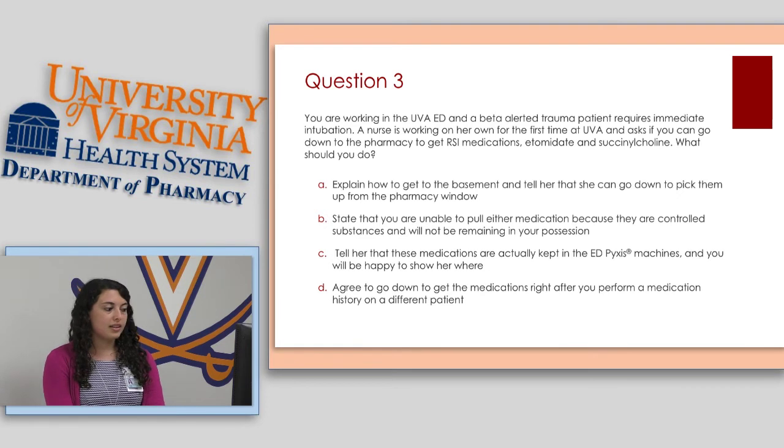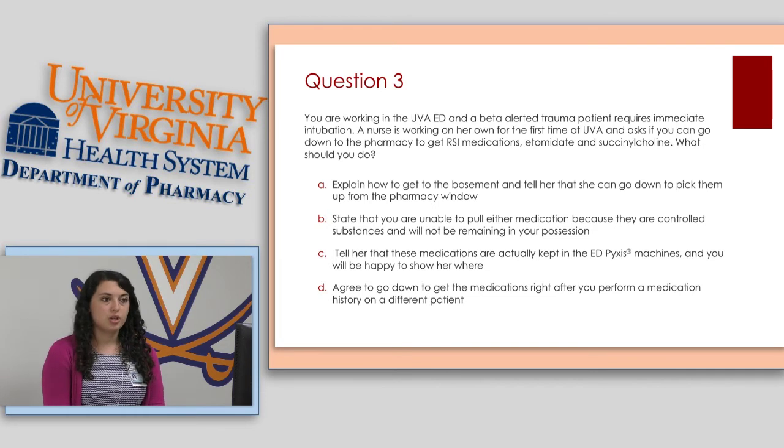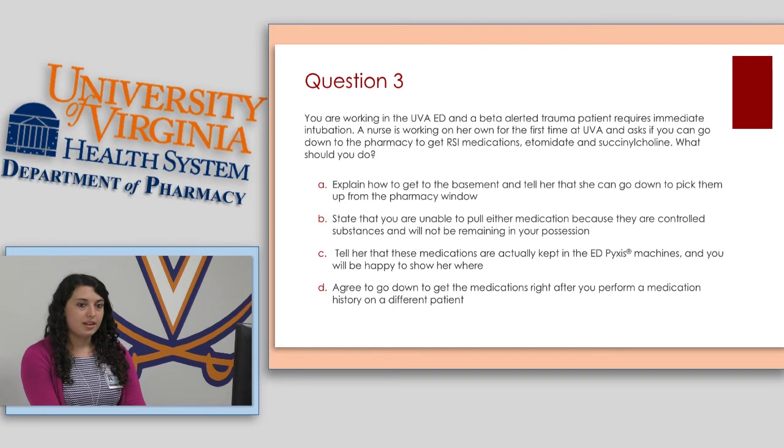A, explain how to get to the basement and then tell her to go down and ask for them at the pharmacy pickup window. B, state that you're unable to pull the medication because they're controlled substances and they wouldn't be remaining in your possession. C, tell her that these medications are actually kept in the Pyxis in the emergency department, and then show her where those are because it's her first day here. Or D, agree to go down to get the medications from the pharmacy, but after you complete a medication reconciliation for a different patient.